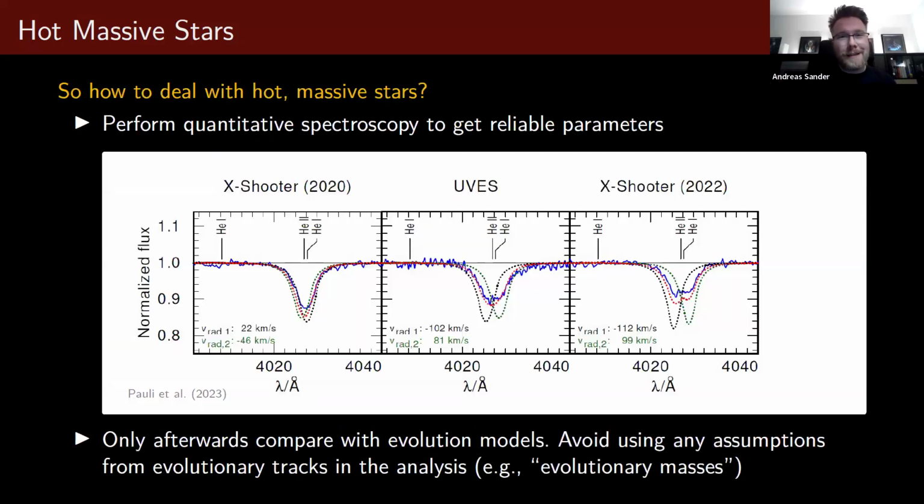So how to deal with hot massive stars? Well, I guess you know the answer, since this is the G5 Commission. You need to perform quantitative spectroscopy with proper stellar atmosphere models to get reliable parameters, and then only afterwards compare them with evolution models, and avoid using any assumptions from the evolution track already in your analysis, because this is often where you can tend to make incorrect assumptions, and then this propagates into the inferred stellar parameters, which we want to avoid, in particular in this hot massive star regime.